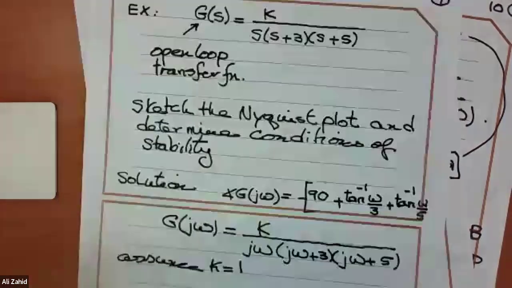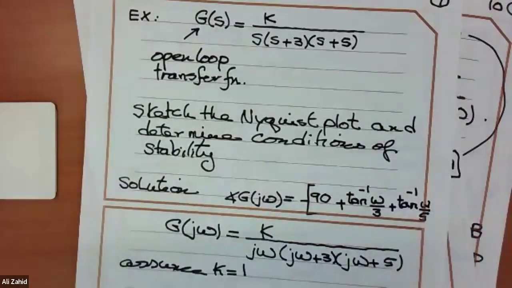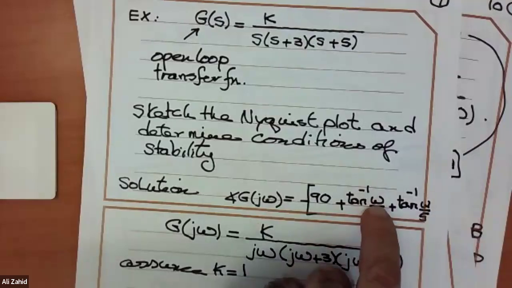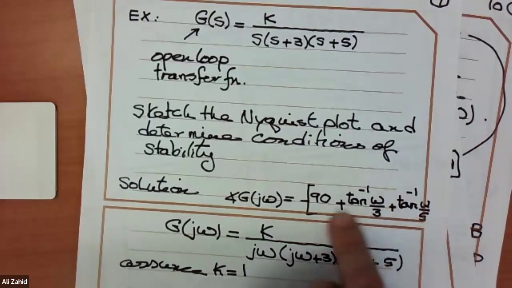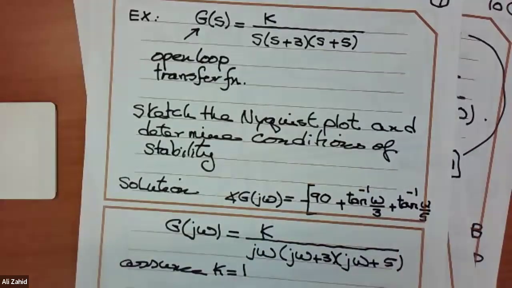I'll plug in. By the way, listen to me. Can you plug in omega equal to square root of 15? Use your calculator. Give me what this angle is. Do you see this omega? Can you plug in square root of 15 and tell me what you get? By the way, the angle is in degrees.